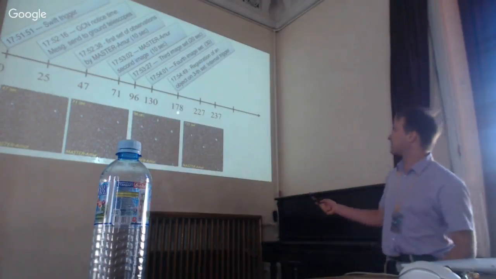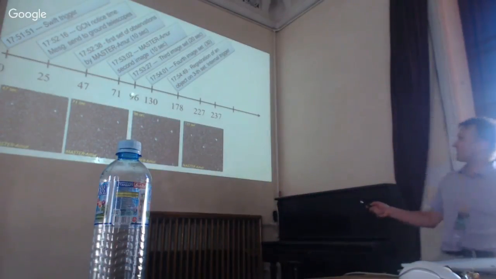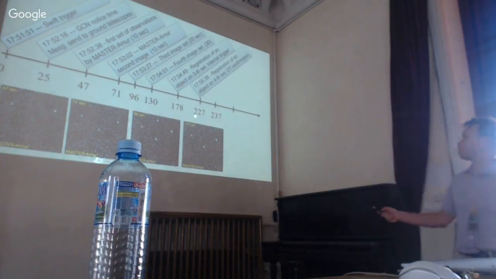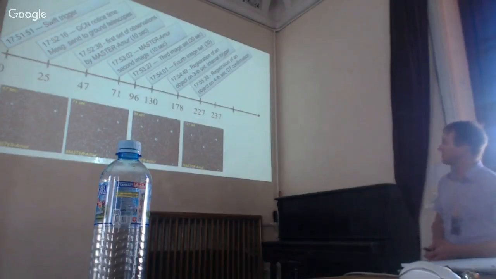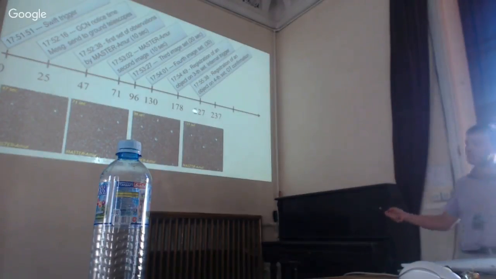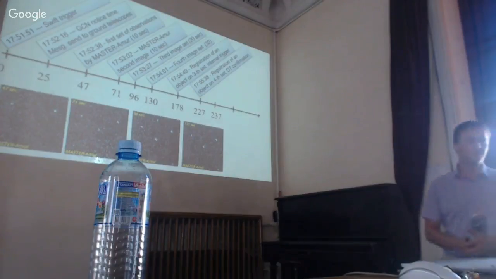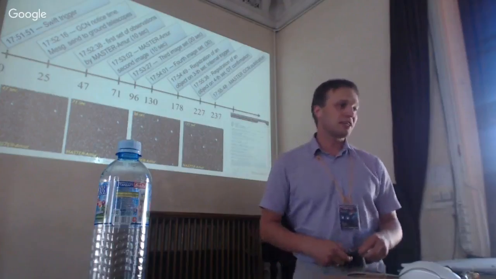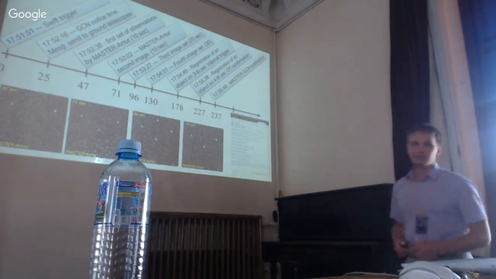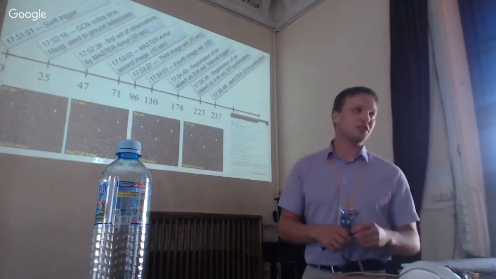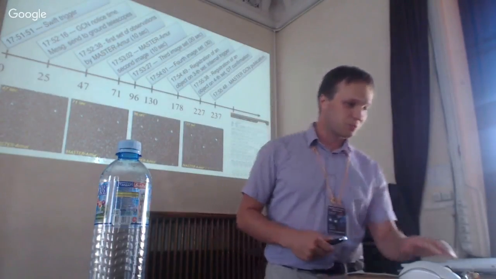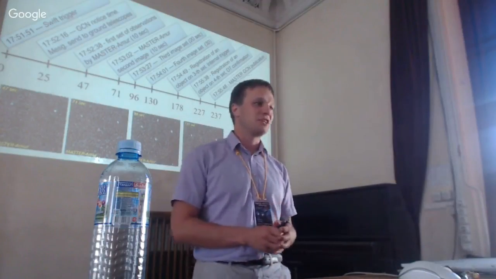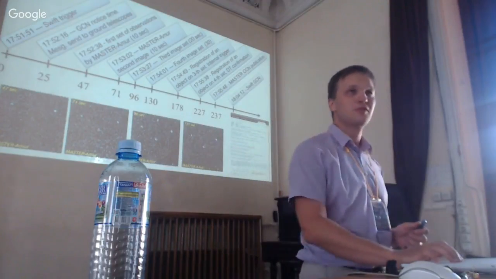After 48 seconds the processing of this image was finished, and at 227 seconds that image was processed. You see, for processing we spent about 1 minute, and 10 seconds after that the robot automatically published the GCN telegram of the discovery of a new source inside the GRB error box.